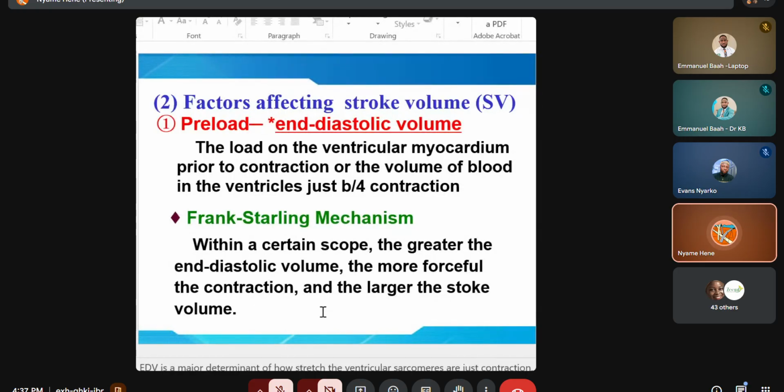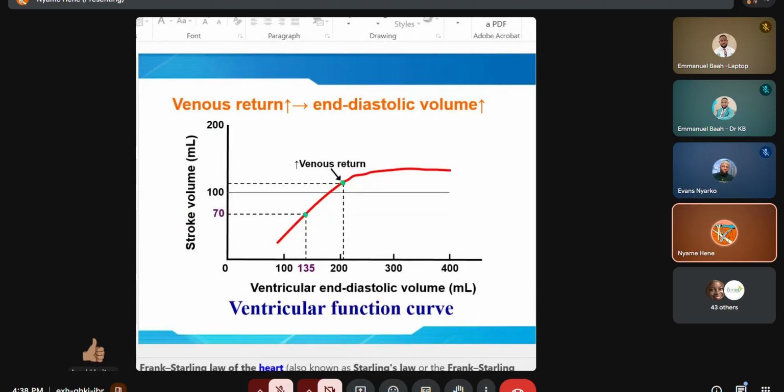You understand? So we say within a scoop, the greater the end diastolic volume, the greater the volume in the bottle, coupled with the force of contraction, would show the amount of water that will be dissipated, or the amount of blood that will go out of the heart, will determine or affect the stroke volume. Any question?